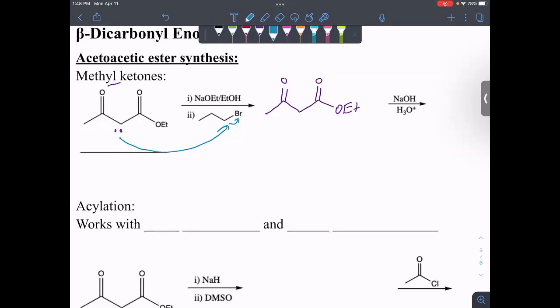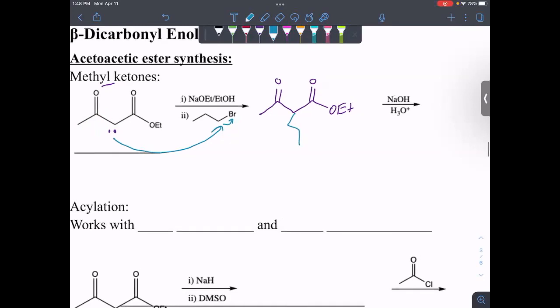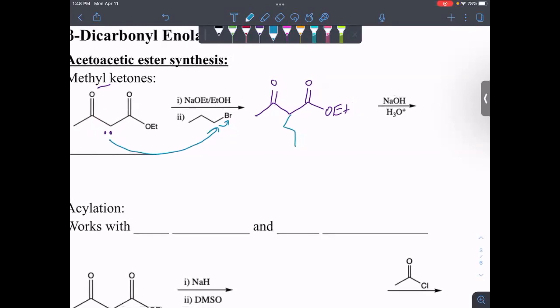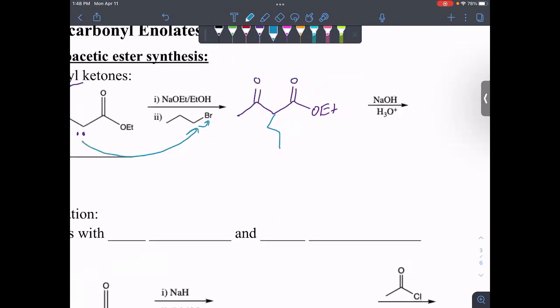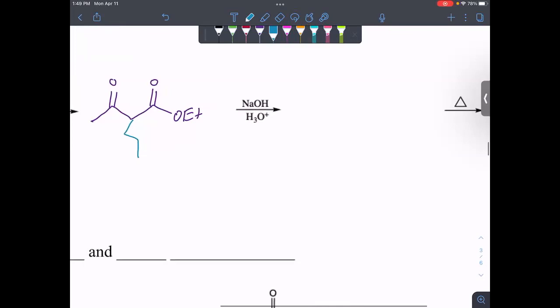So after that step, you just attach whatever your alkyl was. In this case, it's a propyl group. So you just attach a propyl to the alpha carbon. And then you're given sodium hydroxide over H3O plus. So what do you think this does to our little molecule? It's going to hydrolyze the ester into a carboxylic acid.